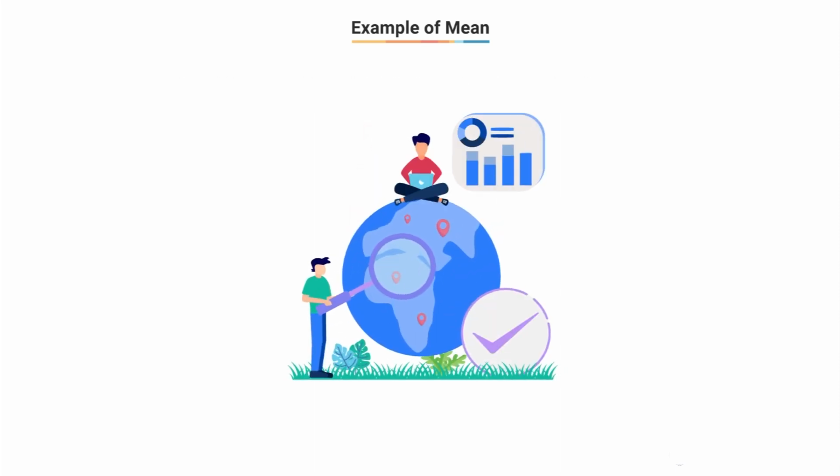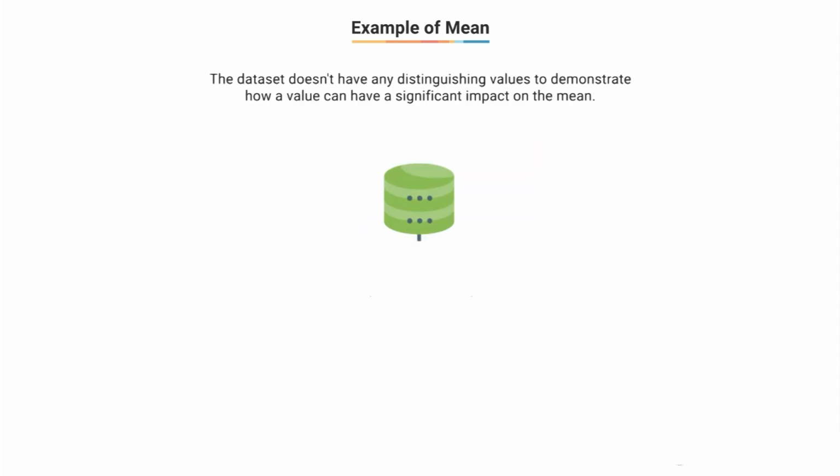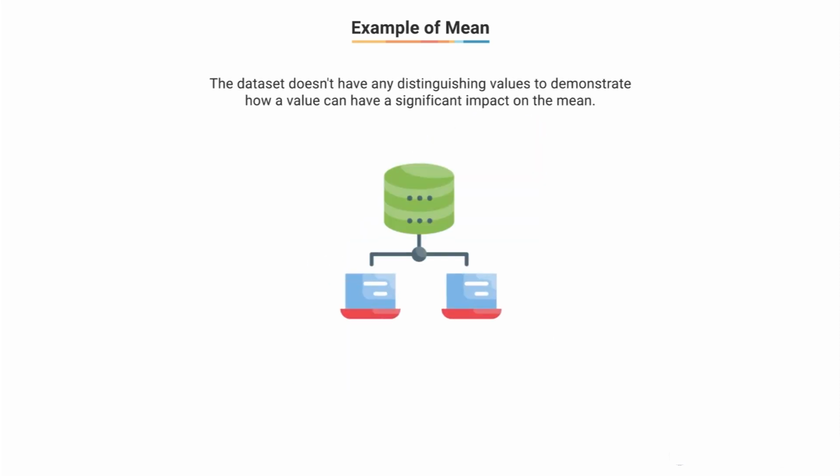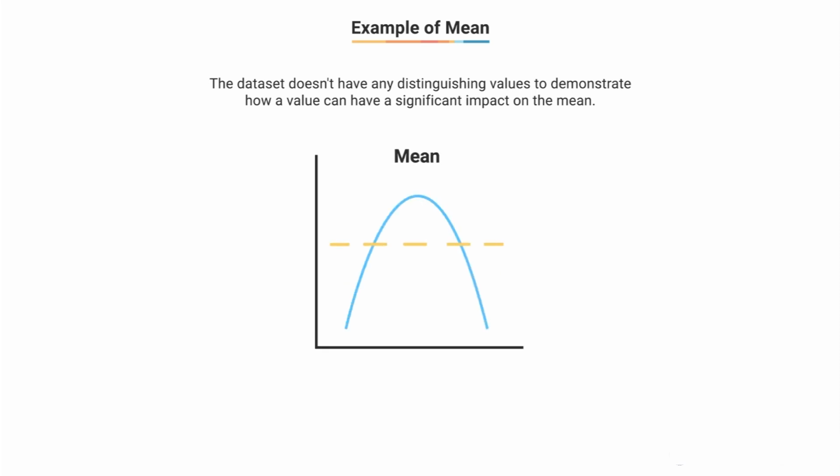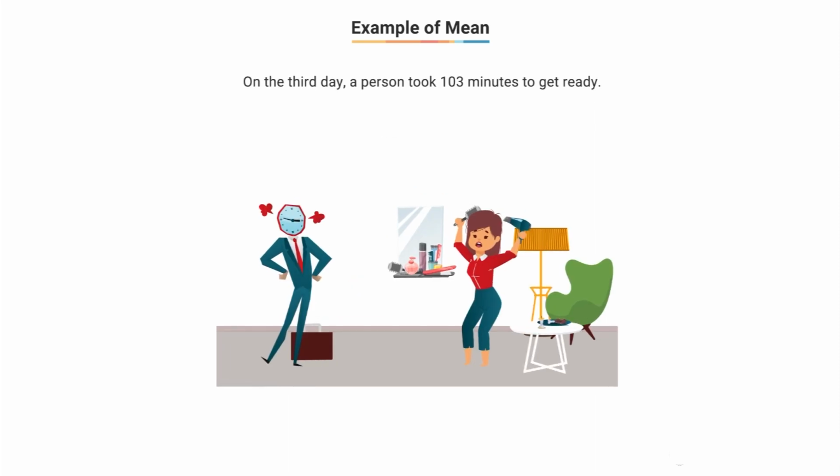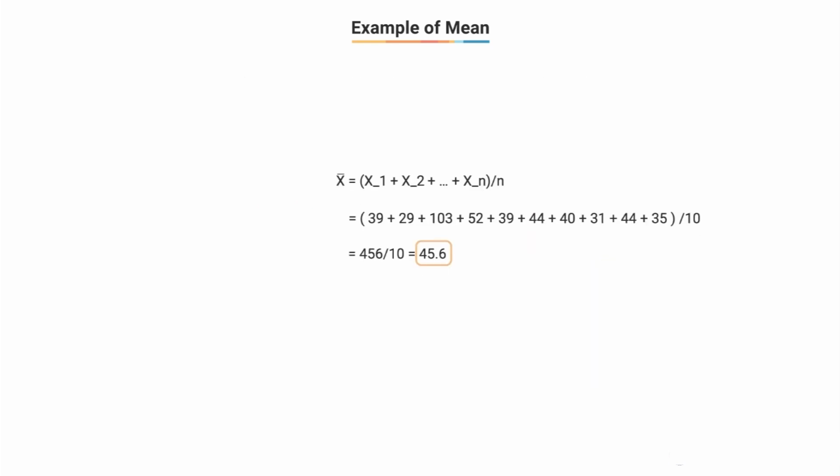The mean is a good measure of central tendency in this case because the dataset does not contain any exceptionally small or large values. To show how mean can be greatly affected by any value that is very different from the others, imagine that on day 3 a set of unusual circumstances delayed the person getting ready by an extra hour, so that the time for that day was 103 minutes. This extreme value causes the mean to rise by 45.6 minutes as shown in the calculations here.